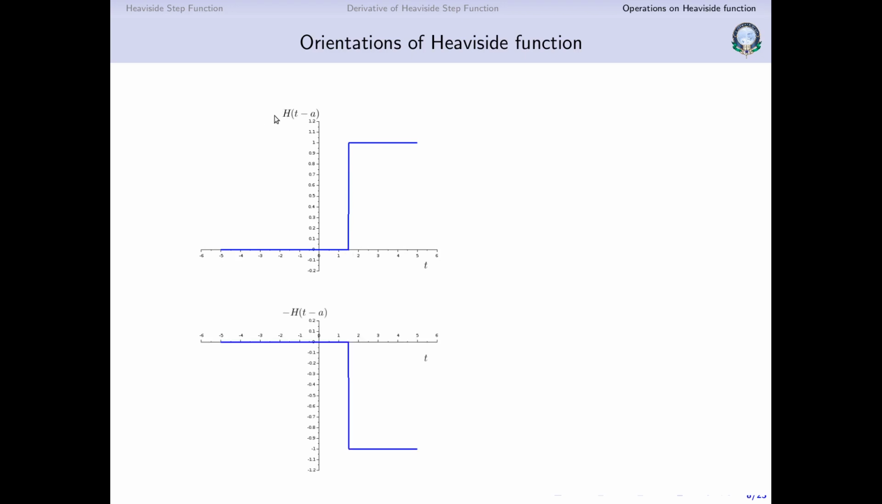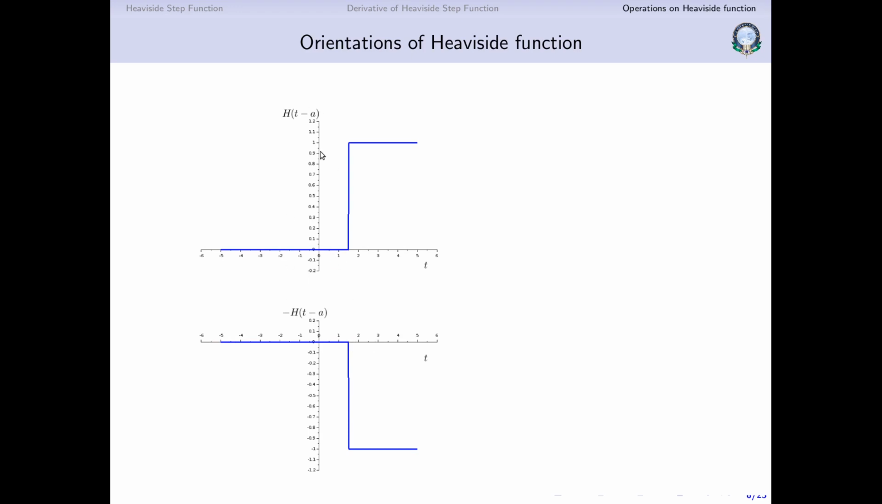Now what we do is put a minus sign in front. The moment I put a minus sign in front, wherever the function was taking a positive value, it will take a negative value and vice versa. The Heaviside step function only takes positive values, when t is greater than a. So when I put minus h of t minus a, wherever t is greater than a, instead of taking 1, it will take the value minus 1. In this case, a is equal to 1.5. So for t greater than 1.5, minus h of t minus a will take the value minus 1, and for t less than a, it will take the value 0, just the same as before.